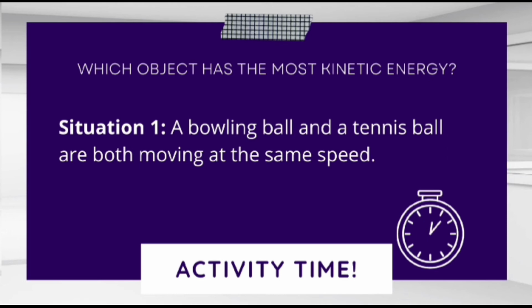In our second set of situations, determine which object has the most kinetic energy. Let's start with our situation 1. A bowling ball and a tennis ball are both moving at the same speed. Which object has the most kinetic energy? The answer is the bowling ball because it was heavier.